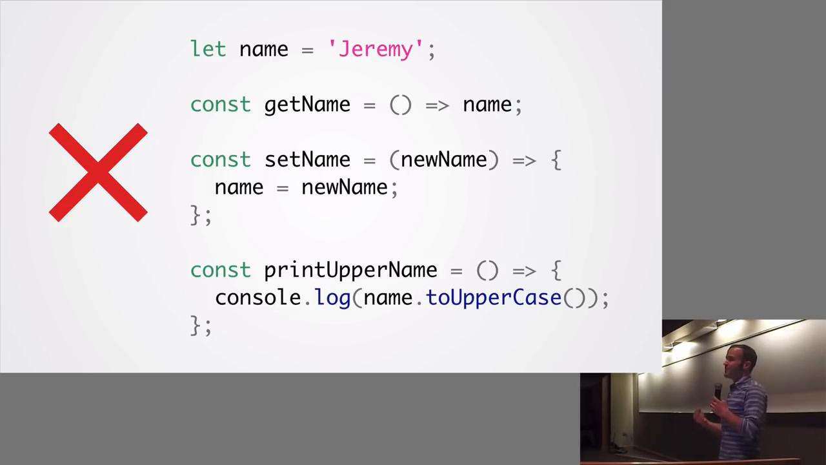GetName is impure because it depends upon that global state. If that global state changed, which it can because of the setName function, then we no longer have a guarantee that GetName will always produce the same values. Therefore, it's an impure function. Similarly, setName is impure because it mutates and changes that global state.